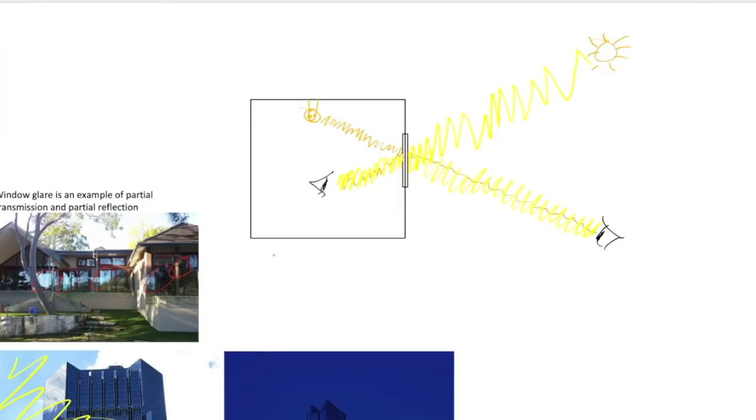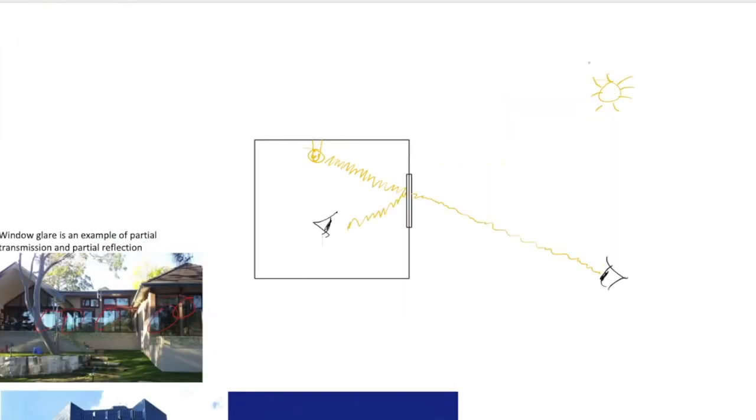But at night, our sun is gone. As a result, the person inside the building has a hard time seeing outside, but the person outside has an easier time seeing inside, because there are fewer light sources reflecting off the glass, and they can see the light from inside the building.